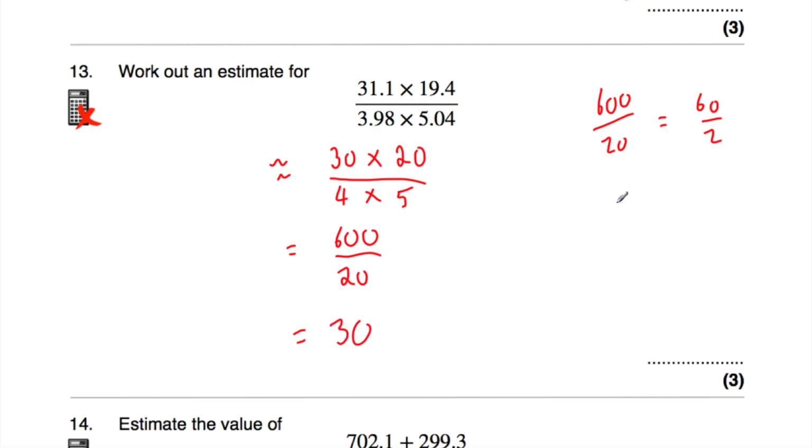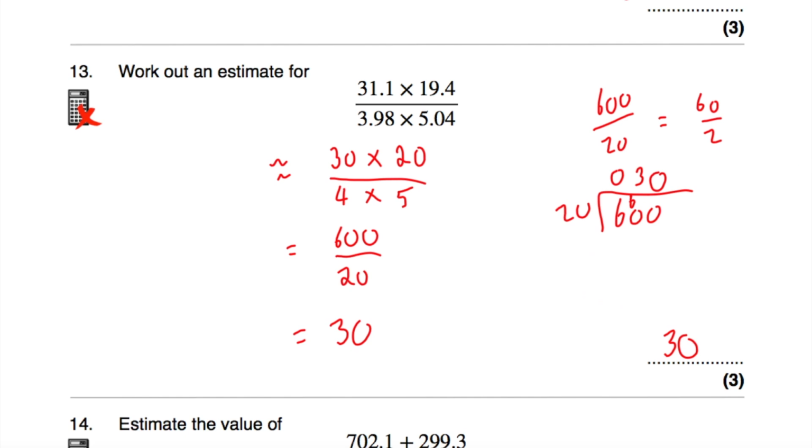That's one approach. Or you could use the bus shelter method. 600 divided by 20. How many 20s go into 6? 0 remainder 6. How many 20s go into 60? That's 3. And how many 20s go into 0? That's 0. So that's equal to 30. So our estimate for 31.1 multiplied by 19.4 over 3.98 times 5.04 is equal to 30. Let's just check and see how close we were. 31.1 multiplied by 19.4 divided by 3.98 multiplied by 5.04, close brackets. And I get 30.0779. So that's pretty close.